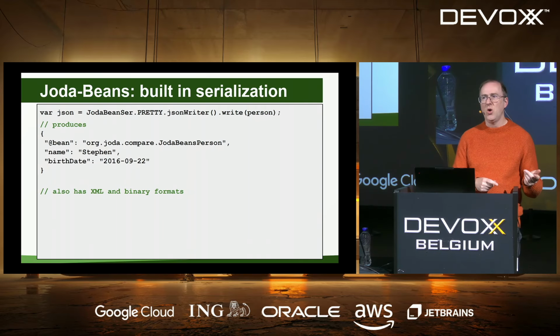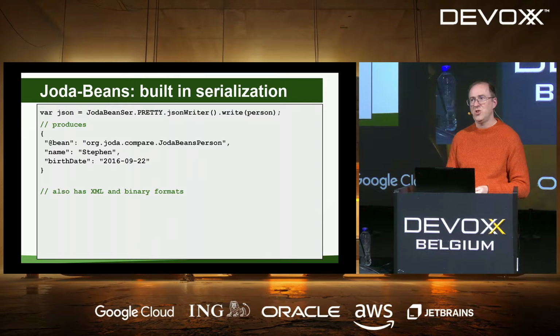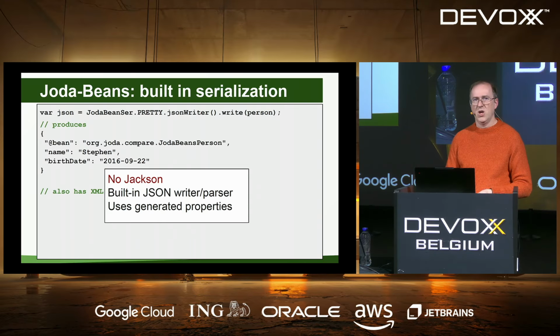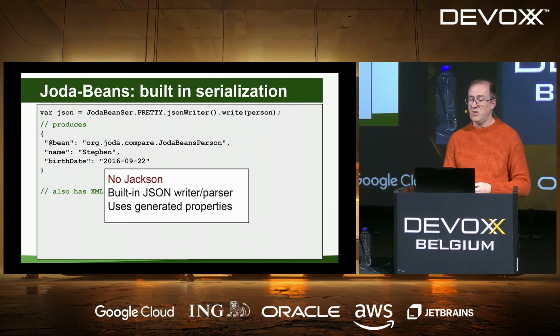I did say "and beyond". So this is a key part of "and beyond". I can use what's built in with the library, Joda Beans serialization.pretty.jsonwriter.write person, and I'll get JSON out. Well, that doesn't seem terribly surprising, except that there's no Jackson. It's all implemented in there, and you can do JSON, you can do XML, or you can do binary. So all three things are in there, and you don't have to put in another library. There's good sides of that, there's bad sides of that. These are choices you have to make, trade-offs.